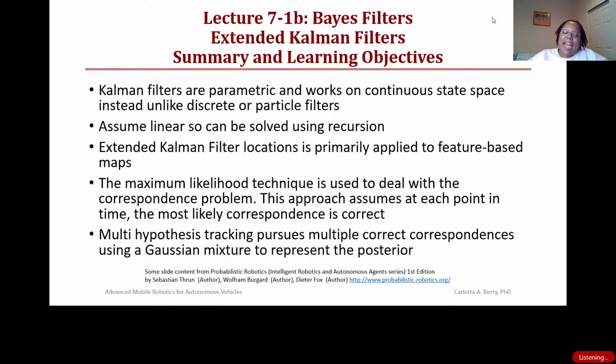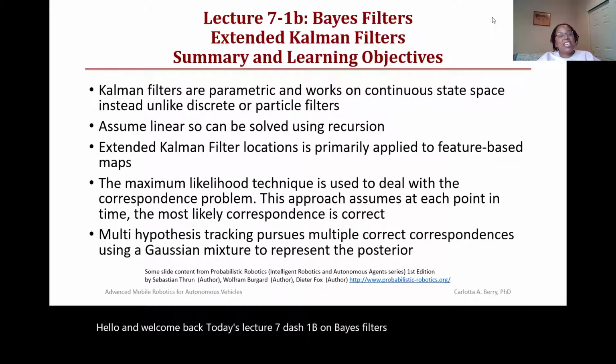So hello and welcome back. Today is lecture 7-1B on Bayes filters, extended Kalman filters, in particular how we use them for localization.